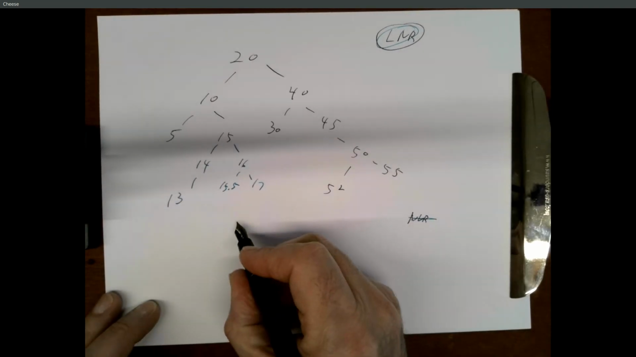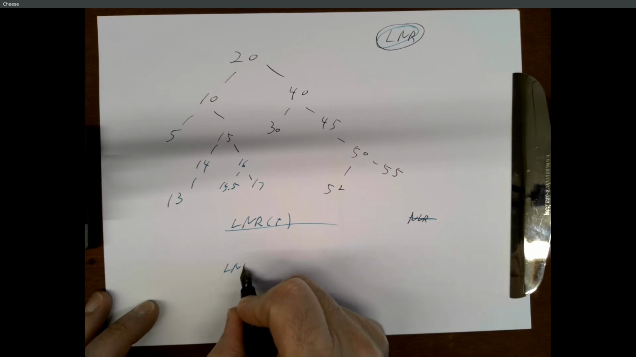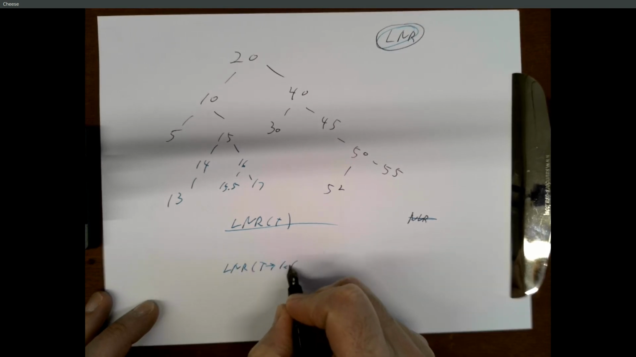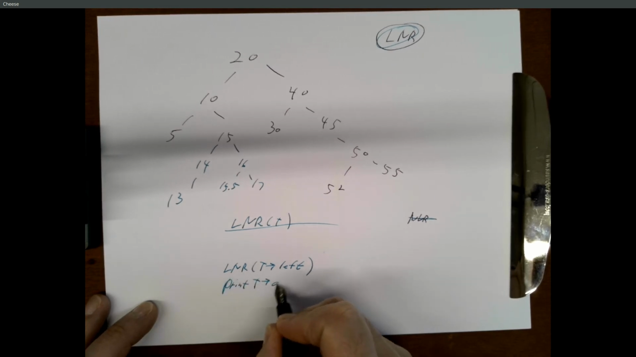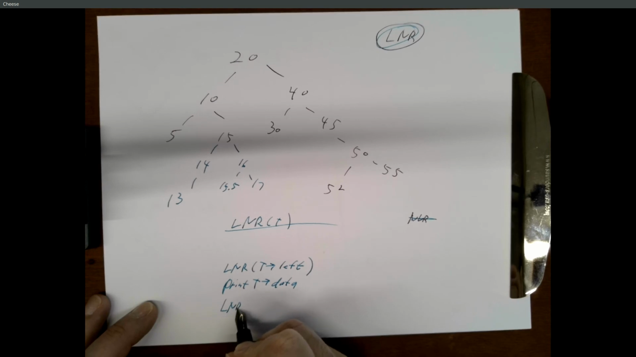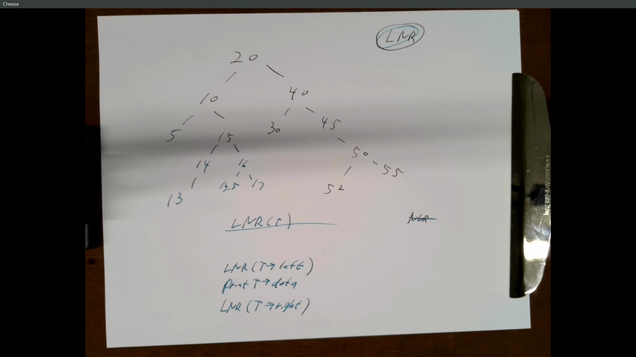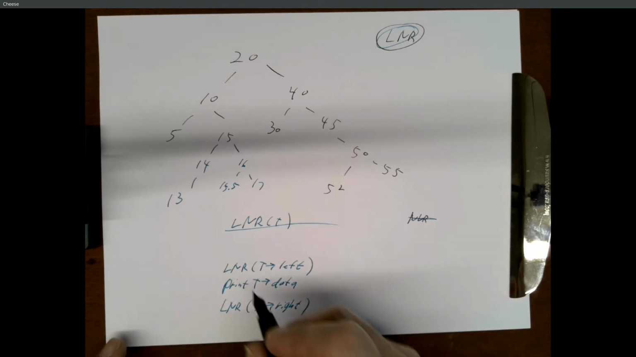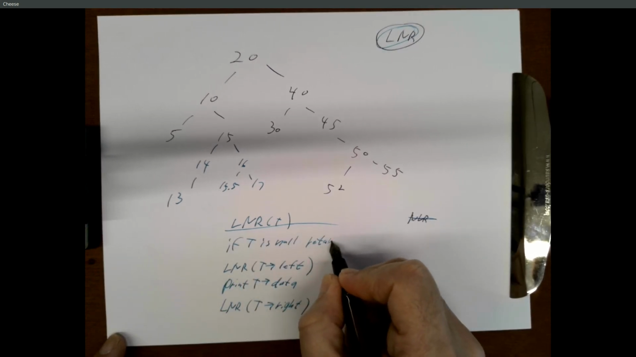So how do we do LNR traversal on a tree? Do LNR on the left subtree, print the root node's data, and then do LNR on the right subtree. That's the essence of it. The one small detail is you need to make sure that your tree is not null, because if your tree is null, any of these are going to cause a seg fault. So if t is null, just return.